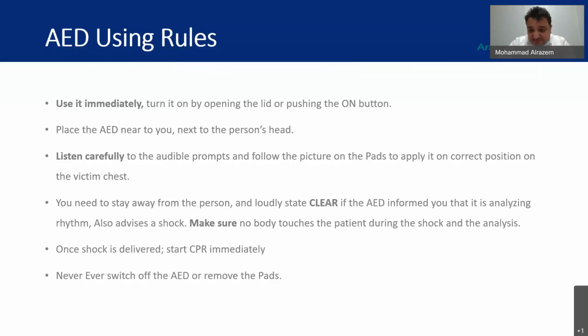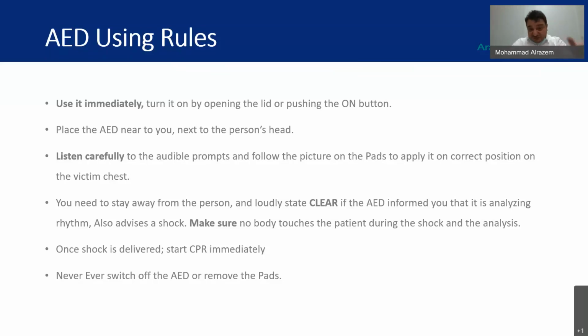In this case, you need to stay away and make every bystander stay away from the patient. Make sure that nobody touches him. The machine needs 10 to 15 seconds to analyze the rhythm of the heart. So there are three scenarios. The machine will tell you no need for CPR. That means the heart is working normally.